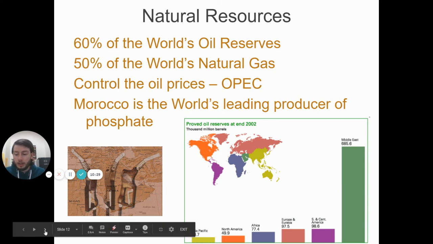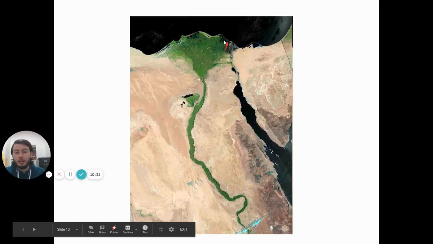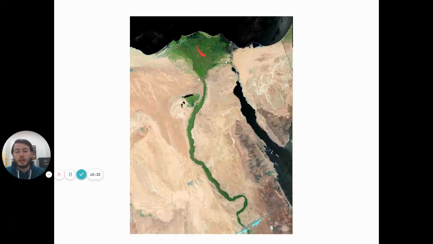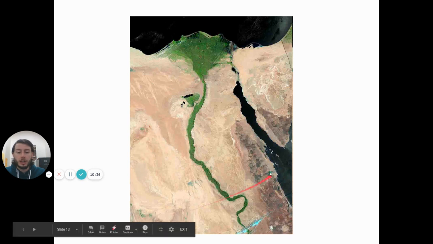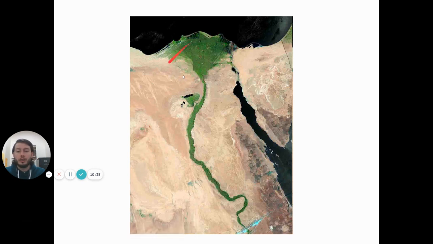Okay, so I think that is it. This is the Nile Delta. So you can see how green it is here in comparison to over here. So 90% of Egypt's population lives right here.